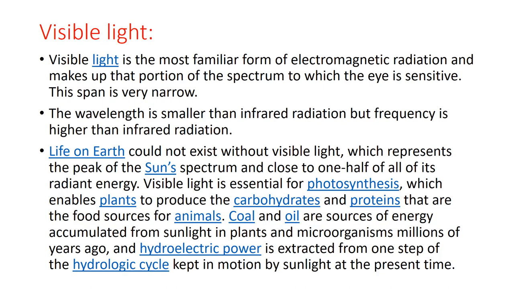The fourth component of the electromagnetic spectrum is visible light. Visible light is the most familiar component of the electromagnetic spectrum, which makes up that portion of the spectrum which is sensitive to the eye, and this portion is very narrow. Yani ye jo visible light ka portion hota hai na, ye bahut hi narrow hota hai aur ye bahut hi zyada sensitive hota hai to eye.